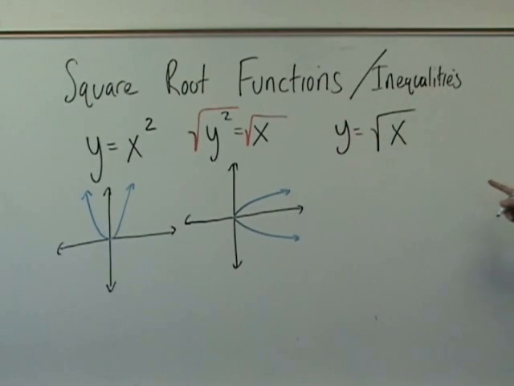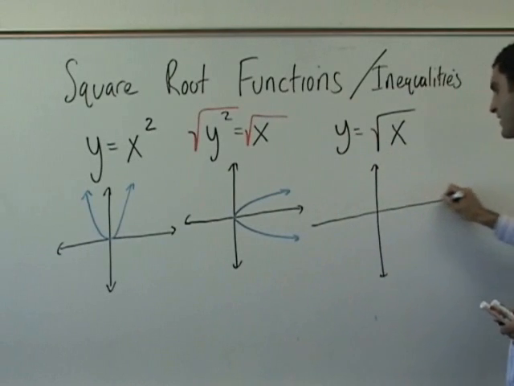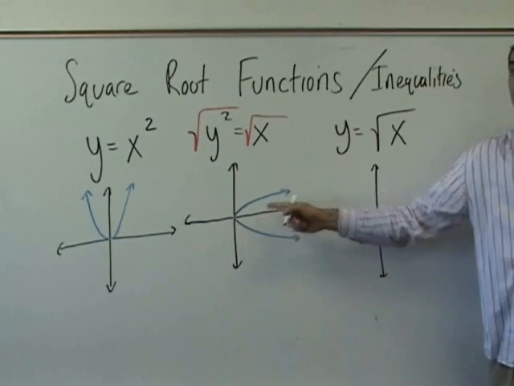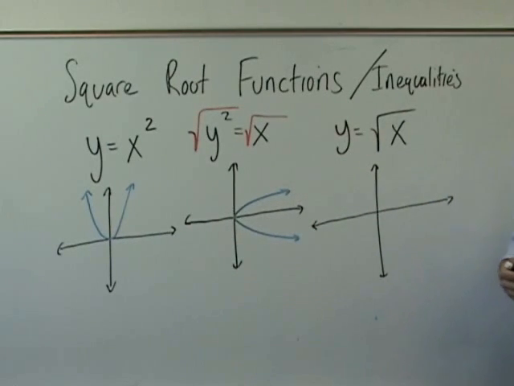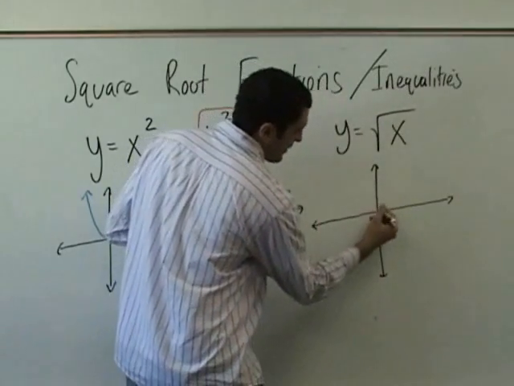y equals square root of x is its own type of graph. Any guesses how it's going to look? Similar to this, only the one line. Only the top line. Correct. Only the top line. Why is that? It's the positive part of the parabola.